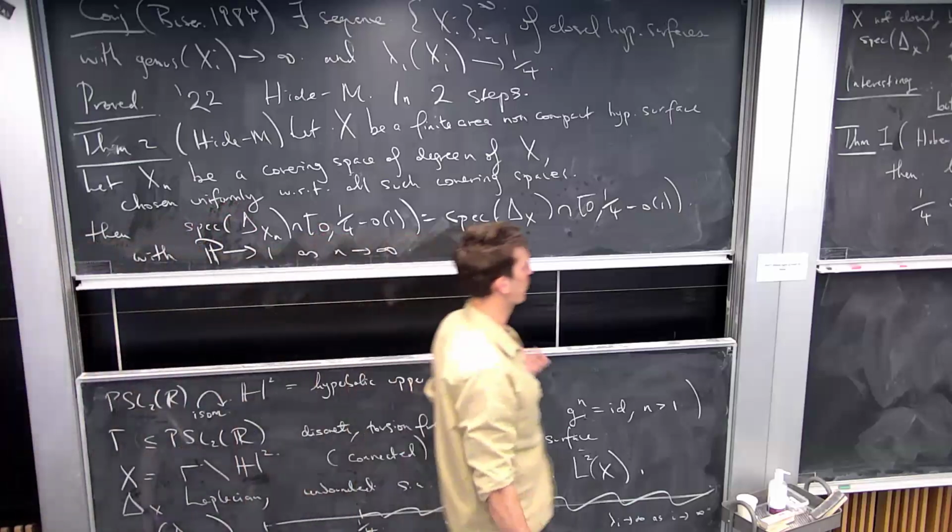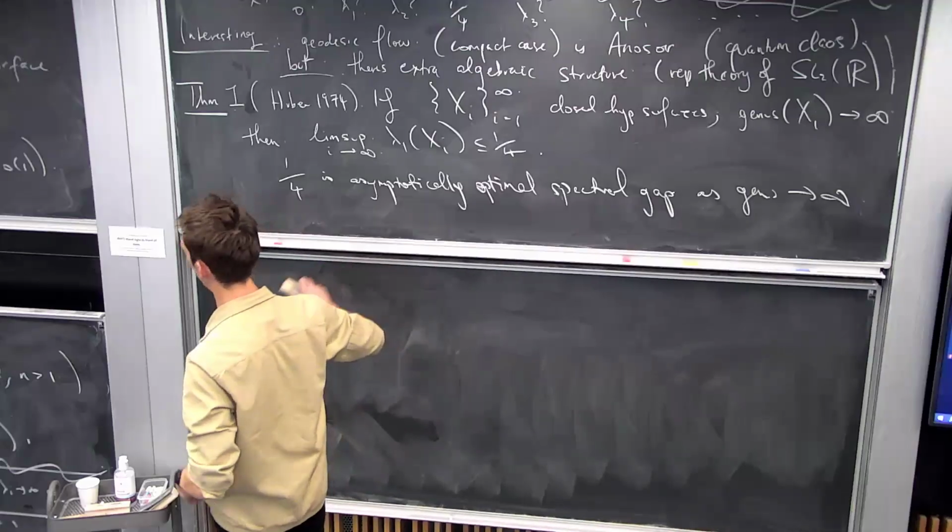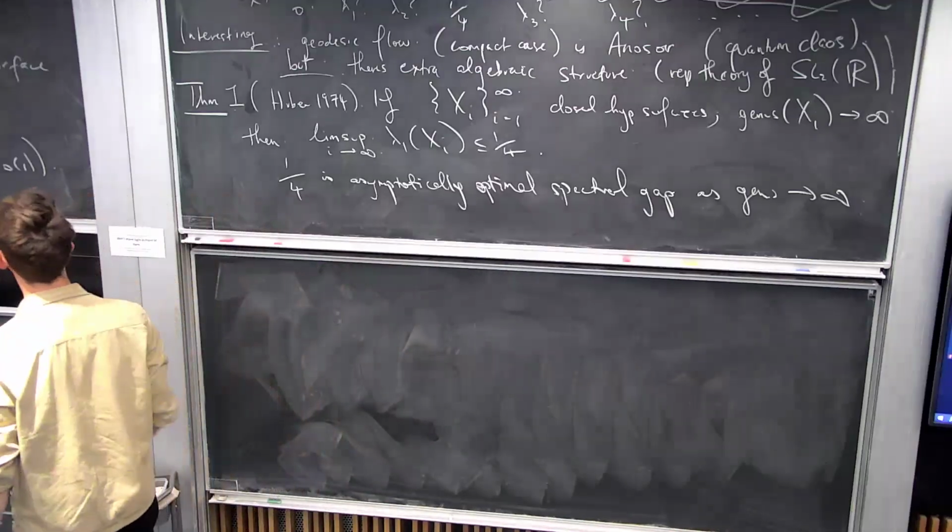Now, that's not the answer because Buser's conjecture is about closed surfaces and these are not closed. So you have to have some way of closing them. So that's the first step.